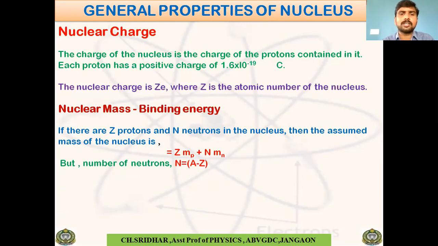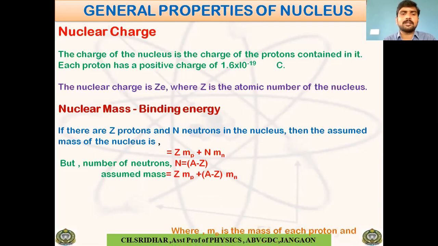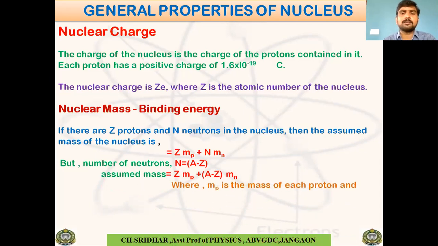The neutron number is given by A minus Z, the mass number minus the atomic number. That difference between the mass number and atomic number is equal to the number of neutrons. So the assumed mass of the nucleus is given by Zmp plus A minus Z into Mn, where Mp is the mass of each proton and Mn is the mass of each neutron.